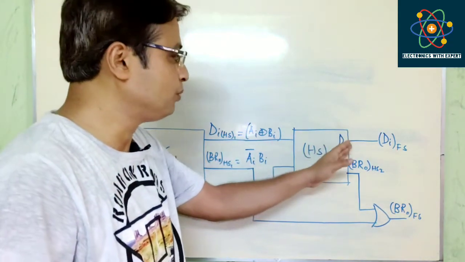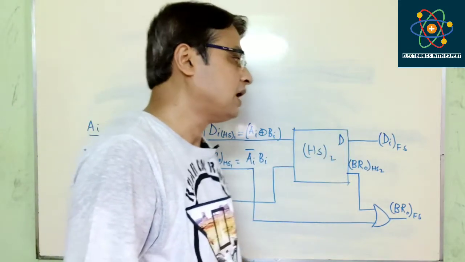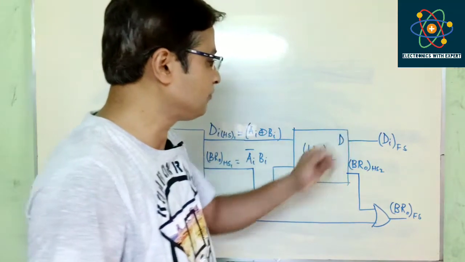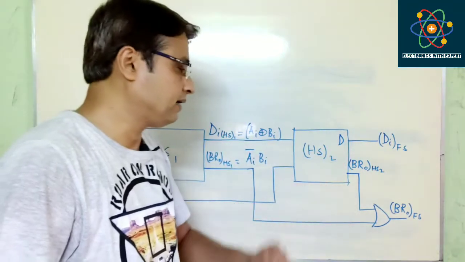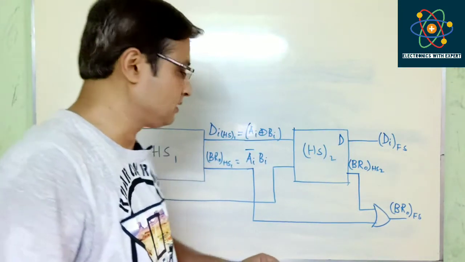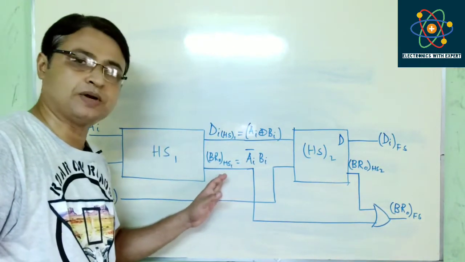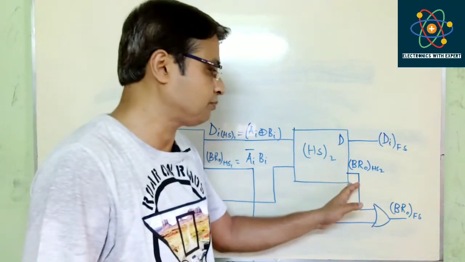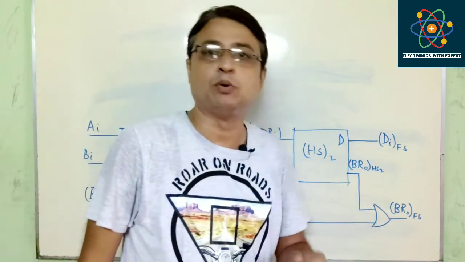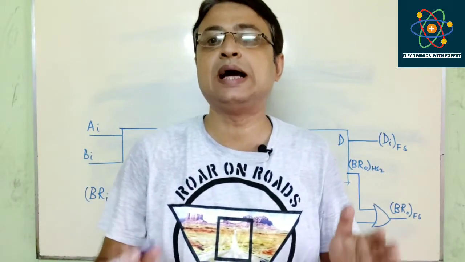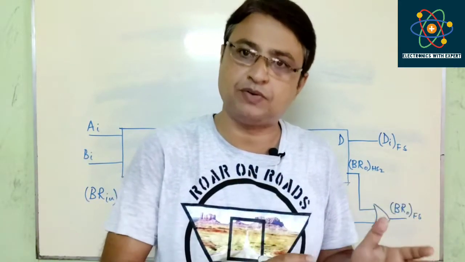So the difference output of the full subtractor can be taken out from the output of the half subtractor 2, and by taking an OR gate with the inputs of borrow out of half subtractor 1 and borrow out of half subtractor 2, we can get the borrow out expression for a full subtractor. So this is the entire topic of subtractor.